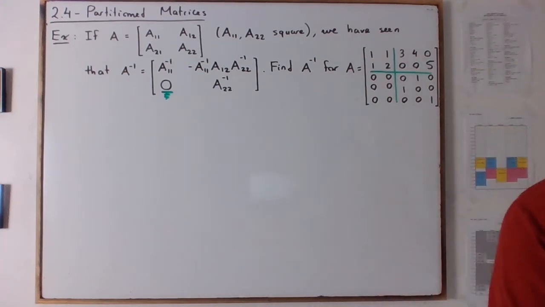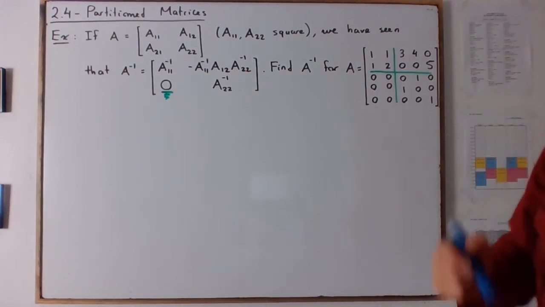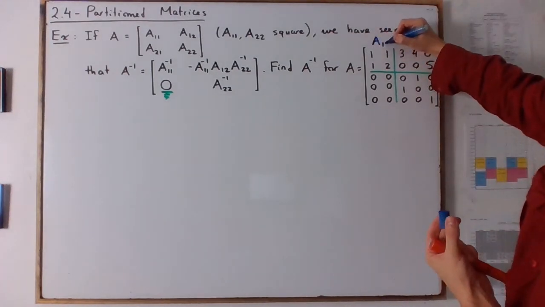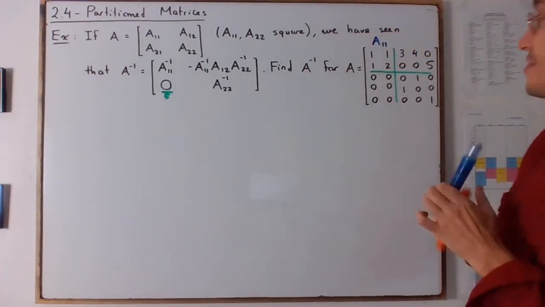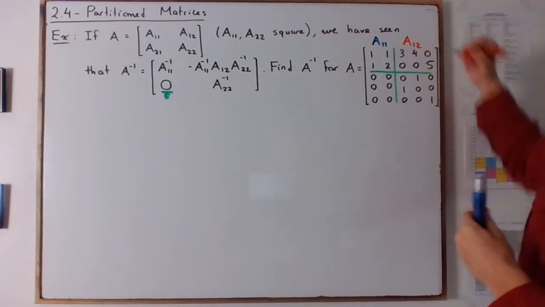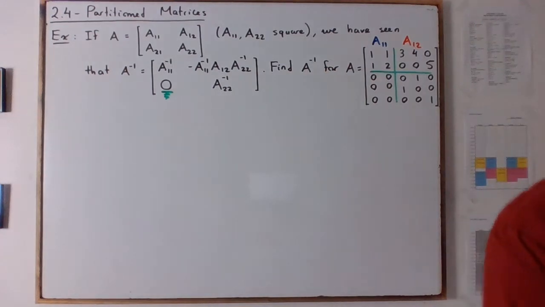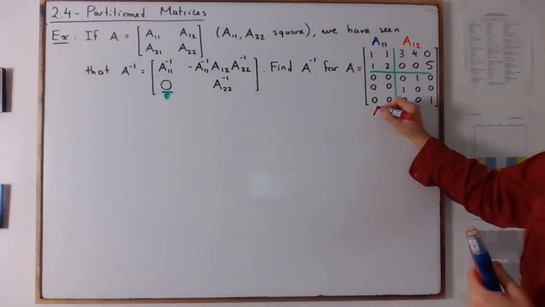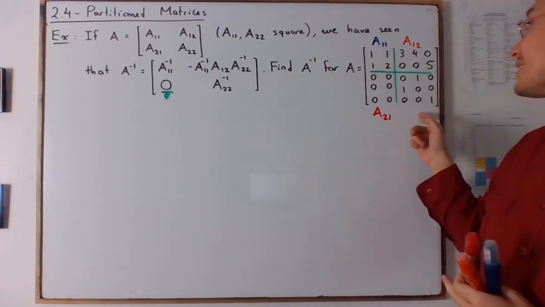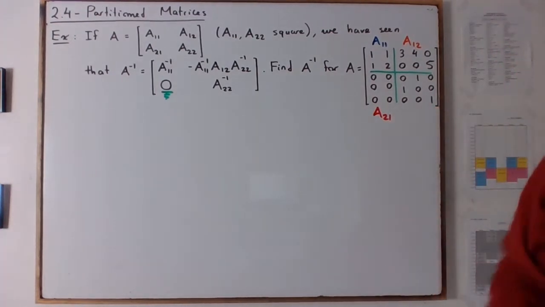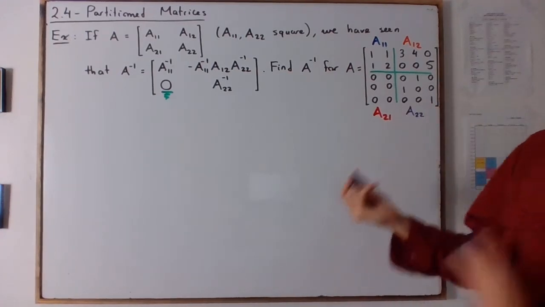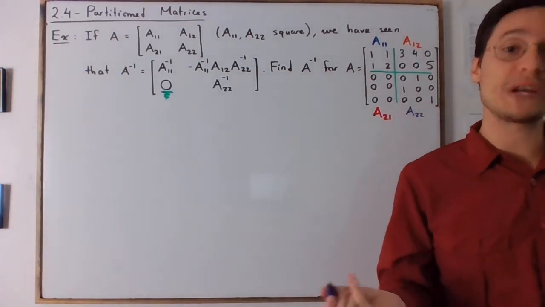All right, so as you can see now, what we will do is find the inverse. This is our A11, and this is our A12. This is our A21, which is not much to say, it's the 0. And finally, this is our A22. I will keep these colors just so that you can really see which calculations belong to which block.